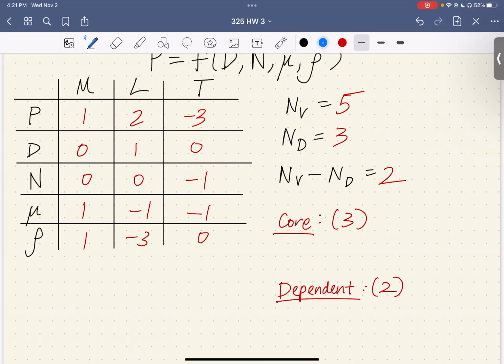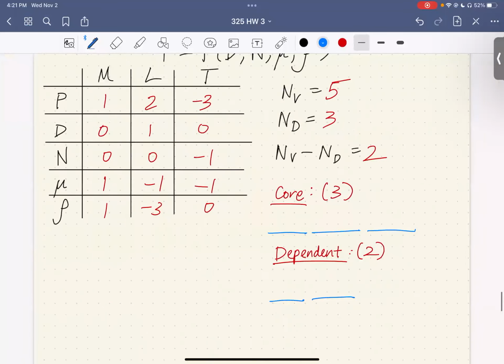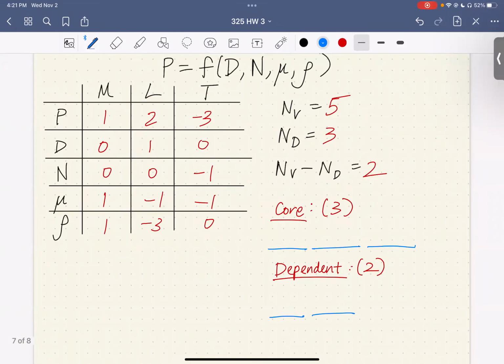Now we need 3 variables that define the core. We need 2 variables that define dependent. So we always know, let's start again, power is going to be a dependent variable because that's what the function defines, right? So we have power, then what else do we have? Well, let's take a closer look over here. It looks like we don't have any similar ones that have the same dimensions, so we can't use that rule, but let's take a look.